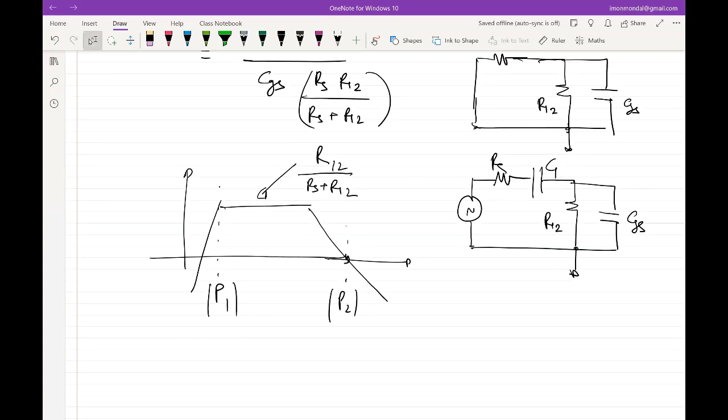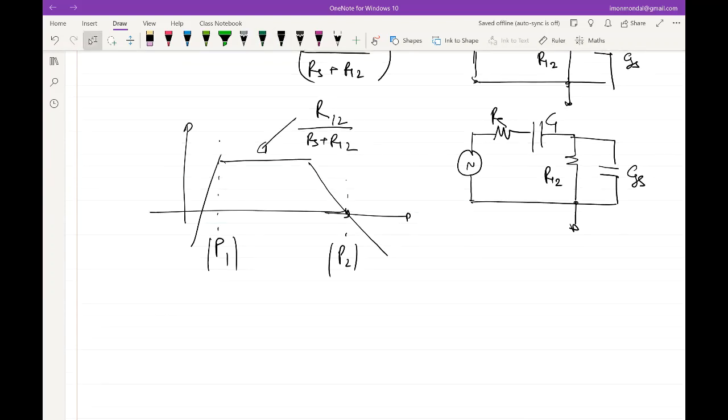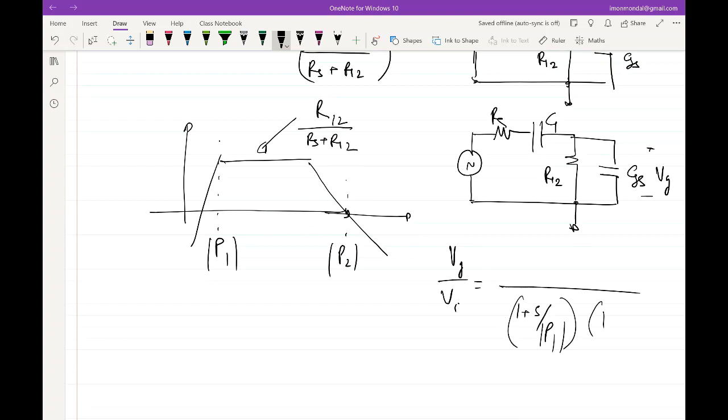So what strategy will you use to figure out what the mathematical expression of this will be? By that, what I mean is, I know that this will be 1 plus S by P1. This is 1 plus S by P2, where P1 and P2 we figured out using time constants. I know there is a 0 at DC, but what will this be, let's say some A0? What will this A0 be? How will you figure that out? Here, the only unknown till now is A0.